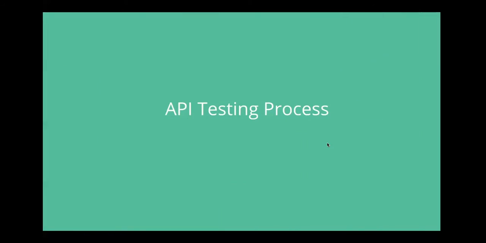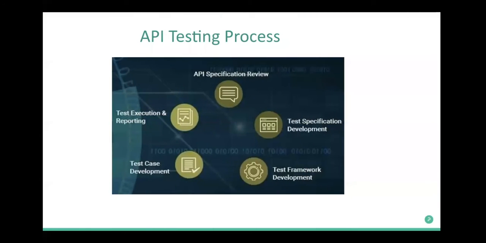I'll take a minute to explain the API testing process. Let's say we have a project and we are going to start with API testing. We first have to understand the architectural approach of the APIs, whether it's SOAP or even REST. Based on that, we have the specification development, where we get to understand the contracts and get sample JSON request and response.